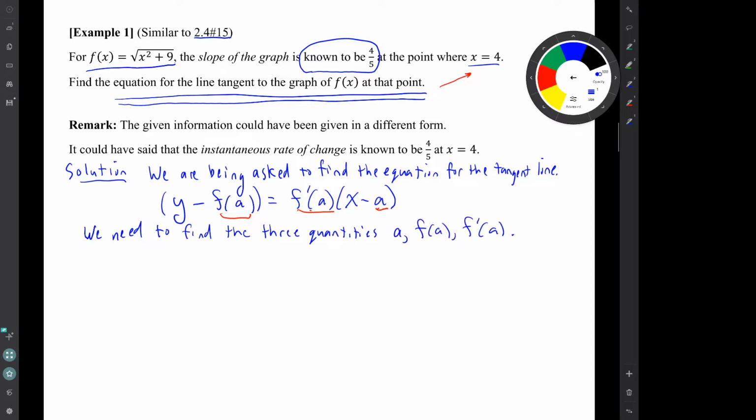Let's think about where we might get them. First of all, we're told that the point that we're interested in is x equals 4, because that's where we know something about the slope of the graph, and that's where we need to find the equation for the tangent line. So that x equals 4 is the x-coordinate of the point of tangency. So that tells us that our a, the thing that's going to go at this location in that equation, is x equals 4.